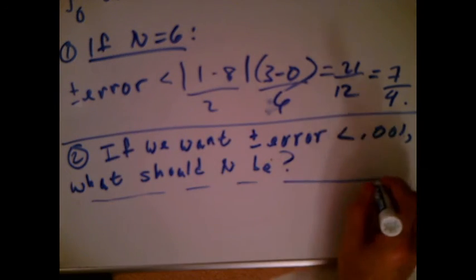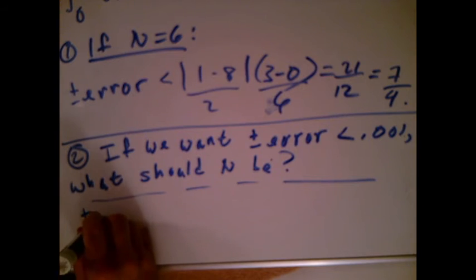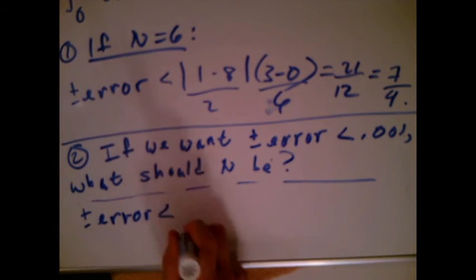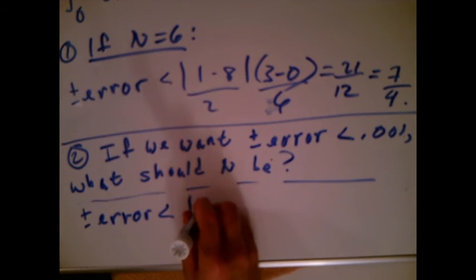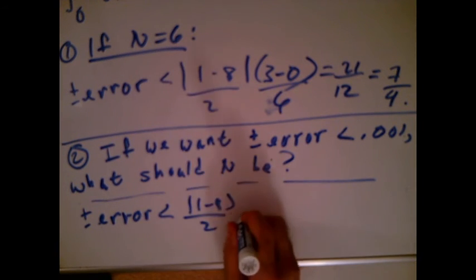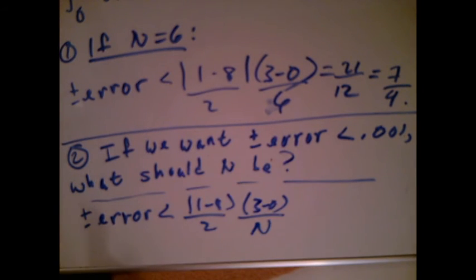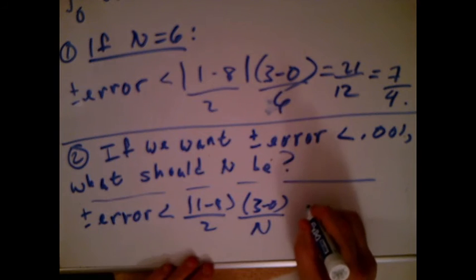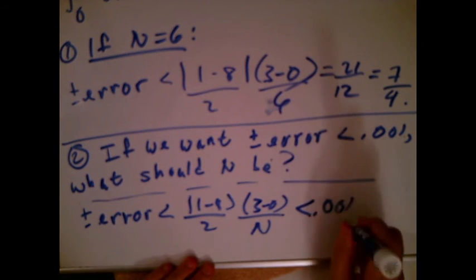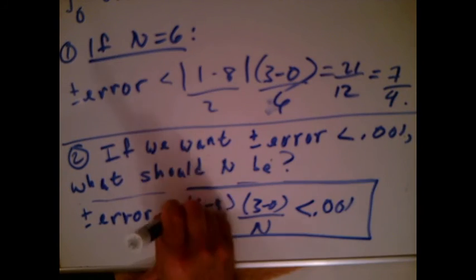We have this. We have that the plus or minus error is less than, let's see here, we had the 1 minus 8 on top, we have the 2 on the bottom, we have 3 minus 0, and ta-da, we have an n here. Now, this is what we want to do. They want the error, this thing over here, to be less than 0.001. I don't have any direct control over that. However, if I find n so that this is less than 0.001, then the plus or minus error, which is even smaller, will also be less than 0.001. So what we do is we put the 0.001 over here like this, and we solve just this part.